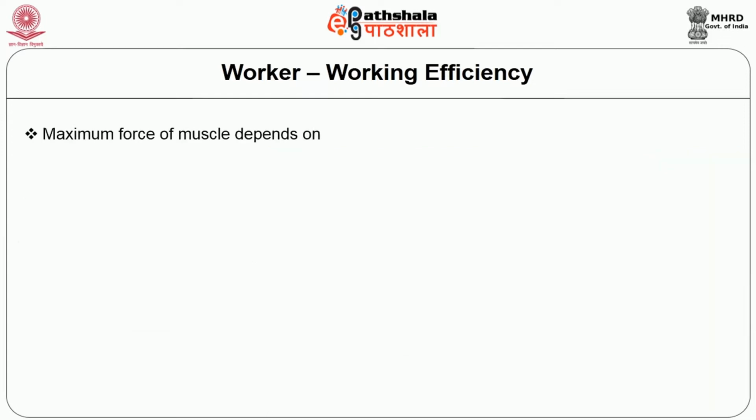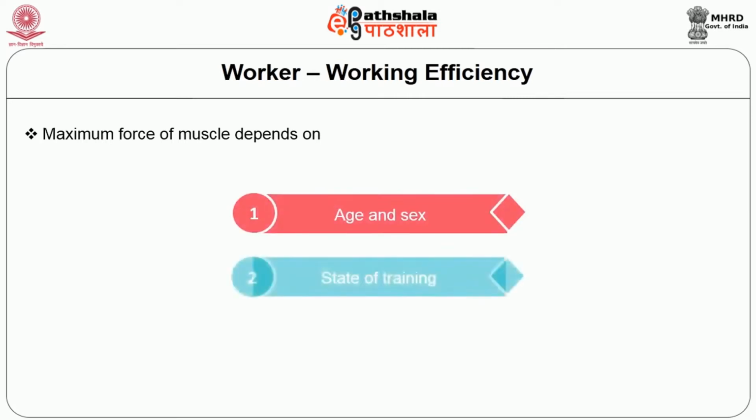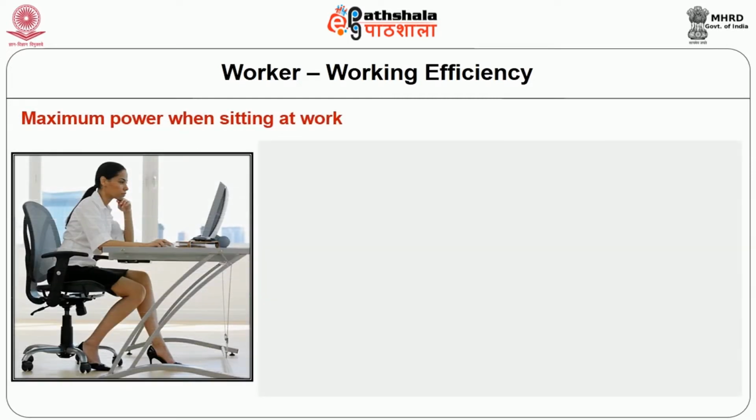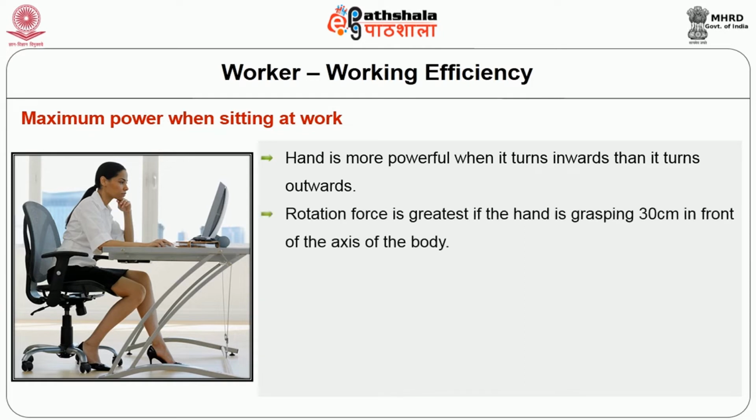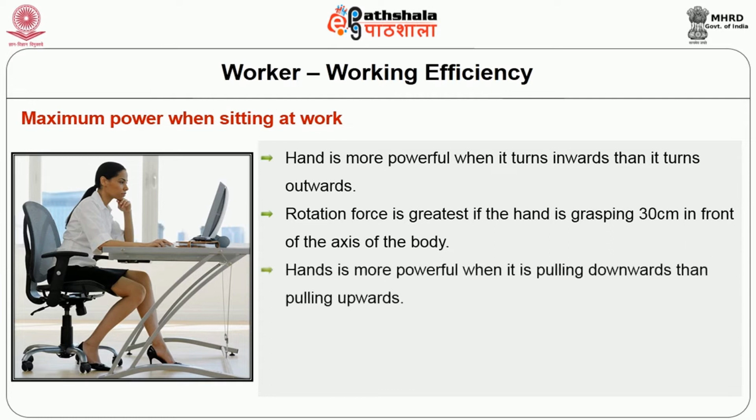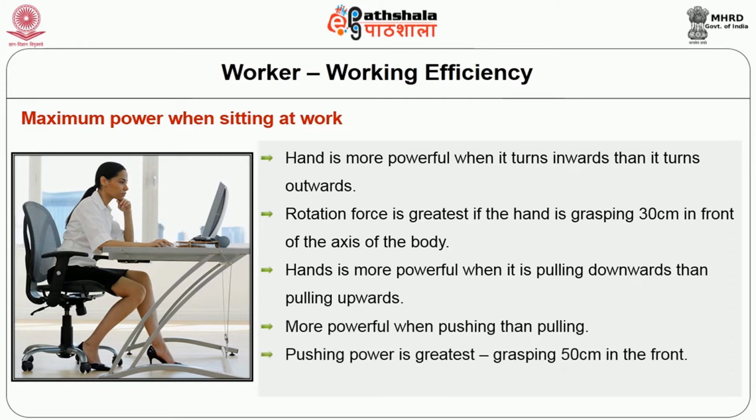Maximum force of muscle actually depends on the age and sex of the individual, the state of training that the individual has undergone and the momentary motivation. The next factor would be the maximum power when sitting at work. Under this, the hand is very powerful when it turns inwards than when it turns outwards. Rotation force is greatest if the hand is grasping 30 centimeters in front of the axis of the body. Again, the hand is more powerful when it is pulling downwards than when pushing upwards, and more powerful when pushing than pulling. Pushing power is greatest when the grasp is around 50 centimeters in front, and pulling power is greatest when the grasp is around 70 centimeters.